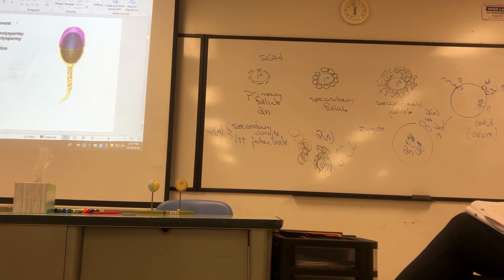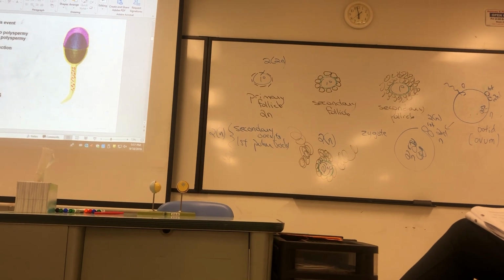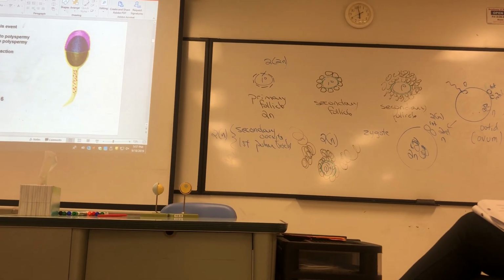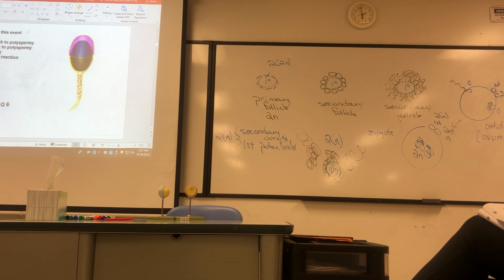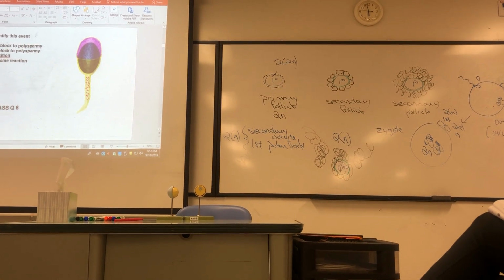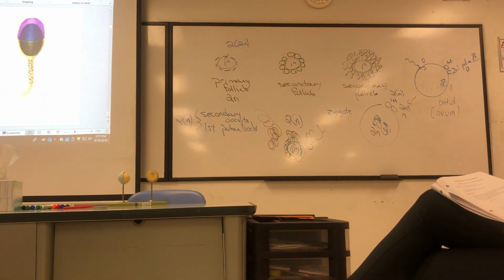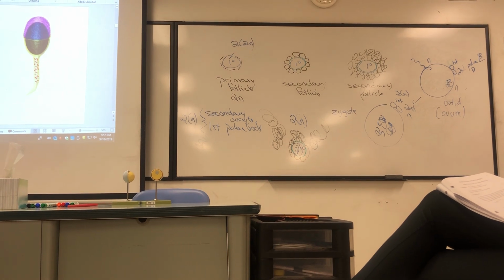And then the corpus albicans once it stops secreting hormones. So we don't call it a follicle anymore after ovulation, it's the corpus, whatever stage. Okay? All right? I have a question. So for the Graafian follicle and the antral follicle, are those interchangeable? Mature antral and Graafian are interchangeable.